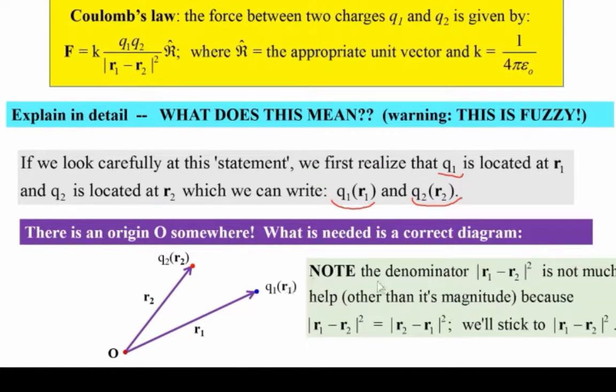If we look at the denominator, this magnitude of R1 minus R2 squared, that's not much help in terms of understanding what this difference vector might be. First of all, realize that we can just switch the order, and because this is the magnitude, we get the same answer, and then when we square it, we get the same answer. For clarity, as I'll show later, we're going to stick with this order of R1, R2.